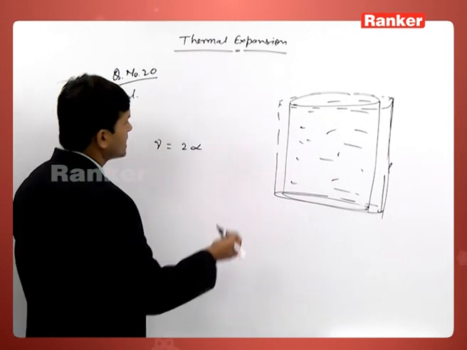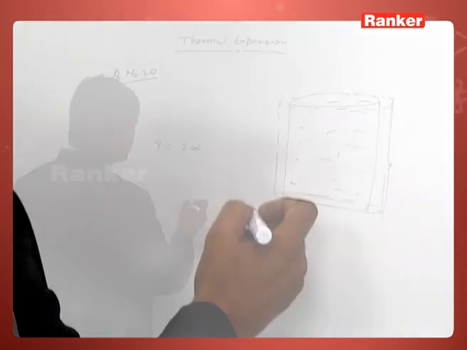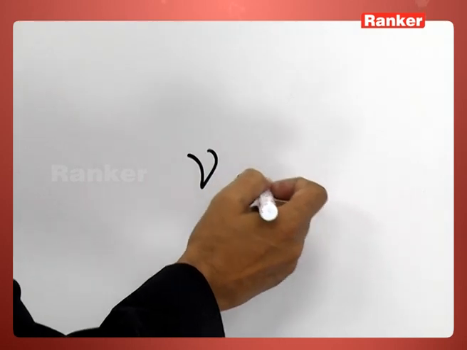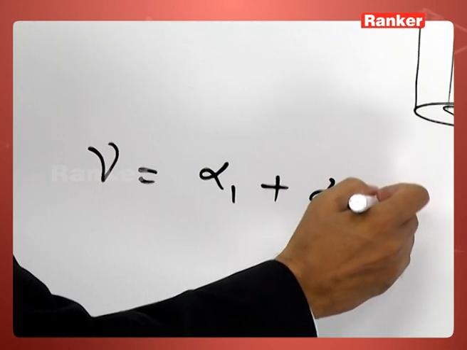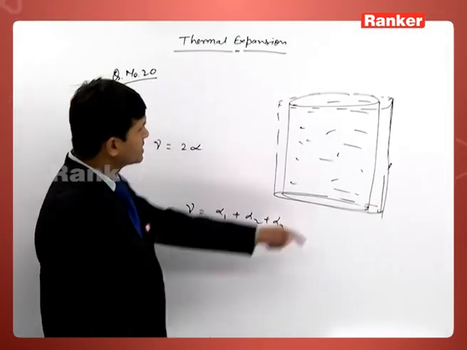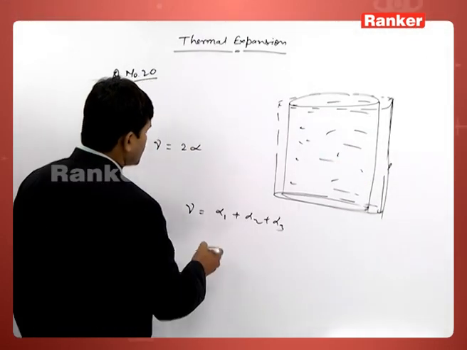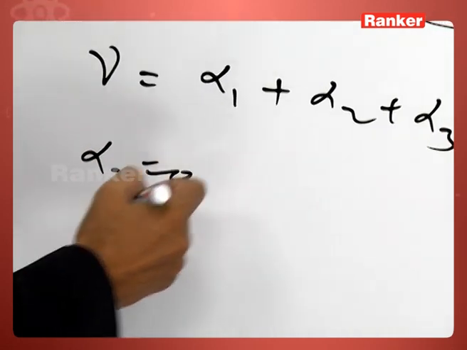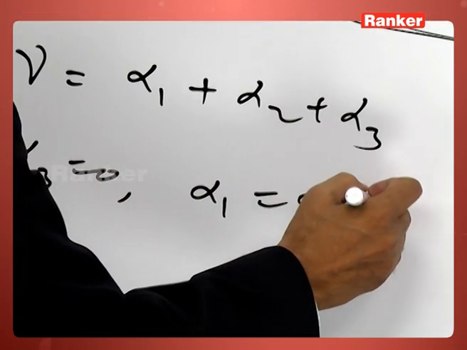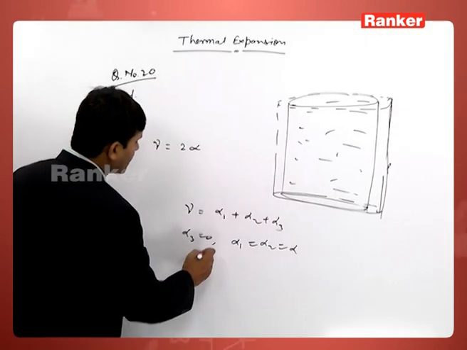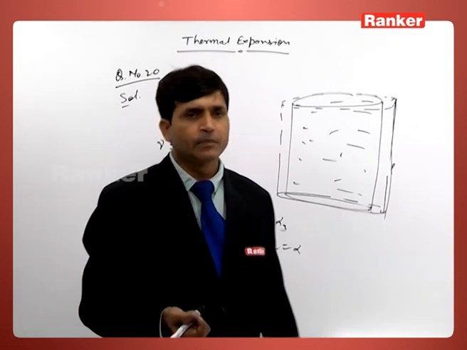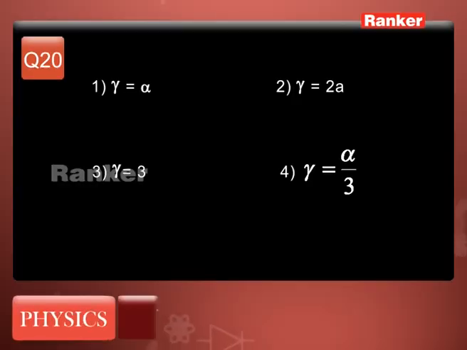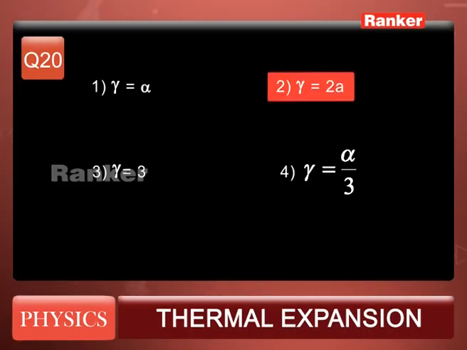Or we can say simply in case of cubical expansion, if all three sides are there, so alpha 1 plus alpha 2 plus alpha 3, but one side is not changing, so alpha 3 is your 0 and alpha 1 is equal to alpha 2 is your alpha. So gamma is equal to 2 alpha. So our correct option is your option number 2. So hence option 2 we can make in our option.